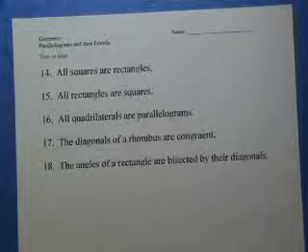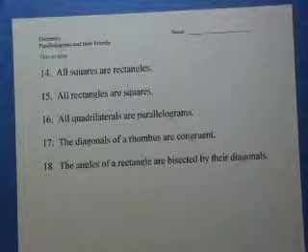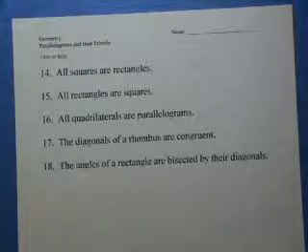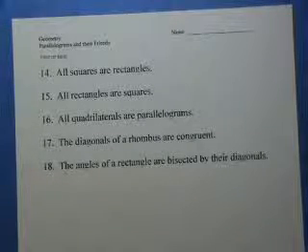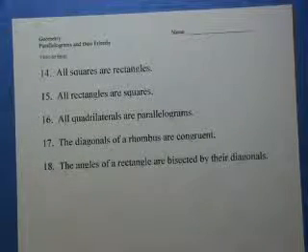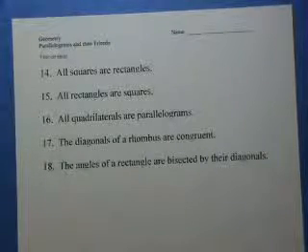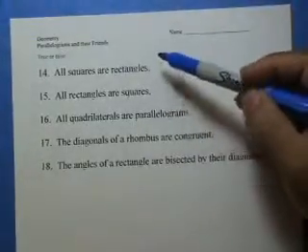Okay, we are now on the fourth part of the Parallelograms and Their Friends quiz. These are the true or false questions. 14 through 18 are true or false questions. These are tests of whether you understand the properties or the relationships. The first two test the relationships.